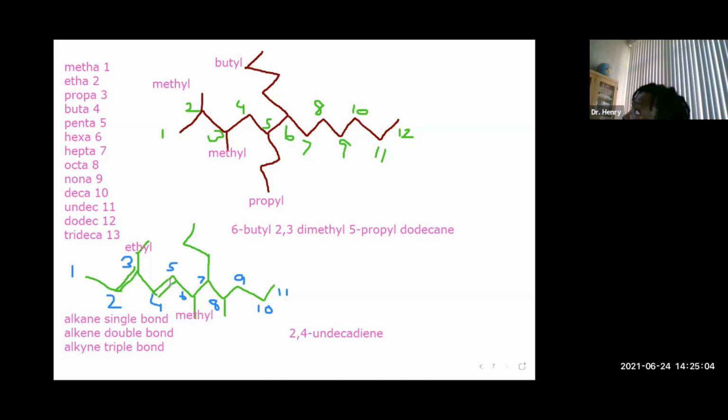So the next one, that's a 4 right there. That's a 4. That's, oh, 7, that's 1, that's 2, that's 3. Propyl. Okay, number 8. Methyl.